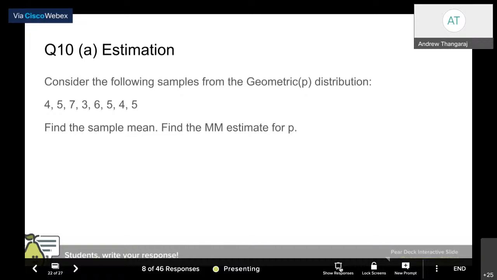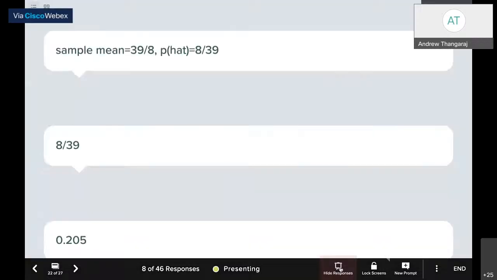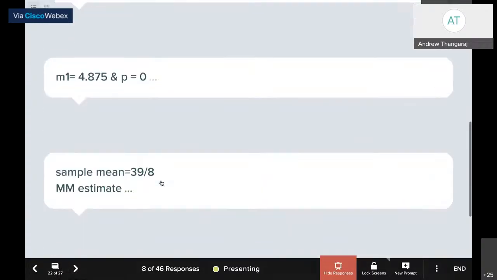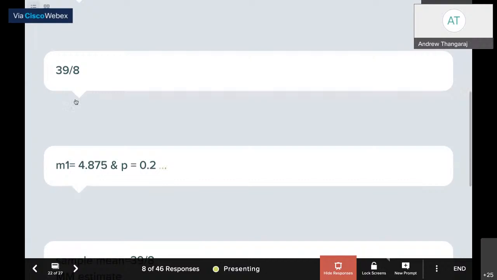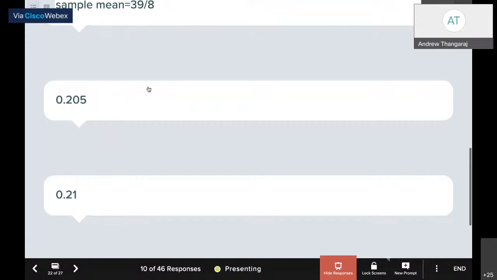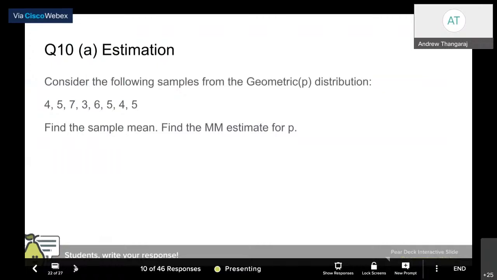Okay, so let's quickly see the responses. A few of them have come in. 8 by 39, 8 by 39, 39 by 8. So 39 by 8 is clearly wrong, right? Again, P is a probability. You can't have 39 by 8. These are all quick ways of checking and making sure that you don't make mistakes. 8 is the sample mean, but P is 8 by 39. So 8 by 39 is correct. If you got 8 by 39, that's good.